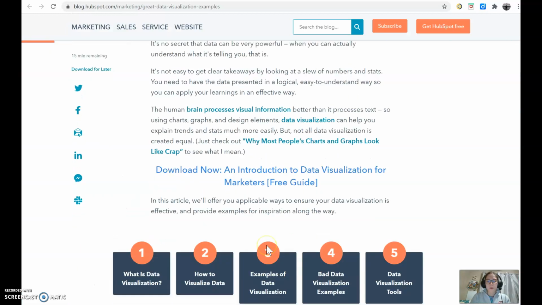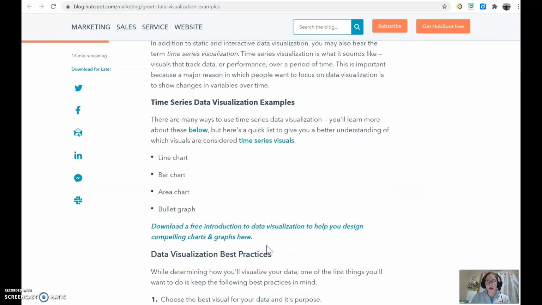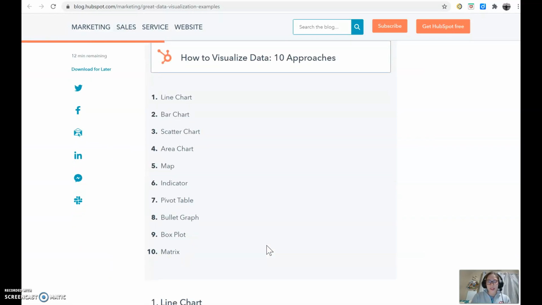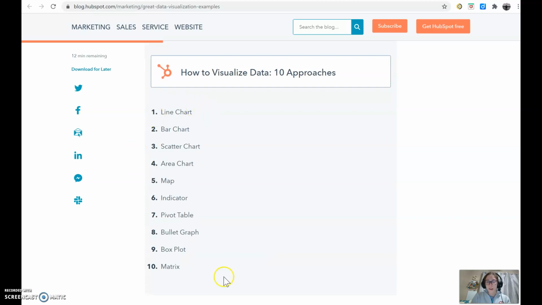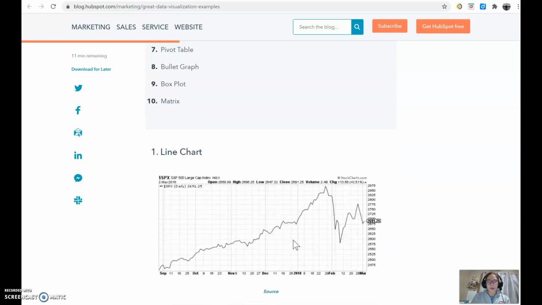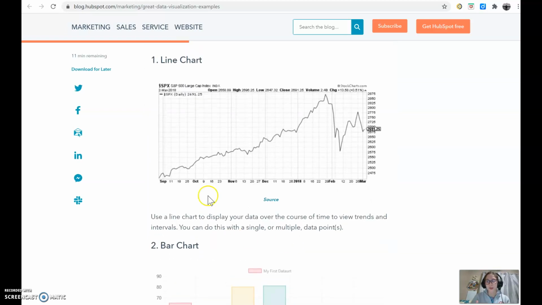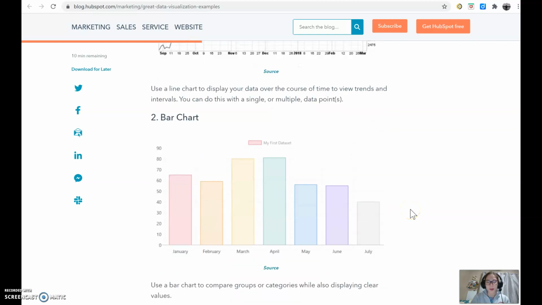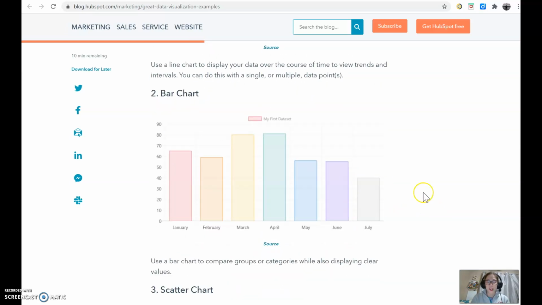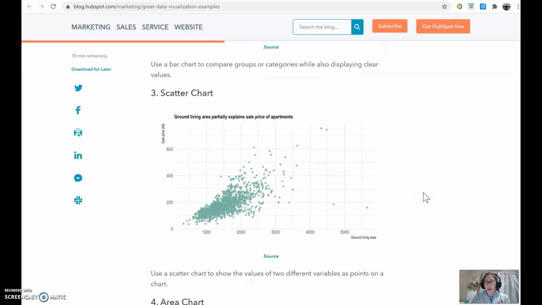So if we kind of scroll down into this article on the website, we can see they list 10 different approaches and ways that you can visualize your data, and then it also goes and shows you them. So here we have the line chart, which can kind of show growth over time or different numbers over time. And then we also have things such as bar charts or the scatter charts.